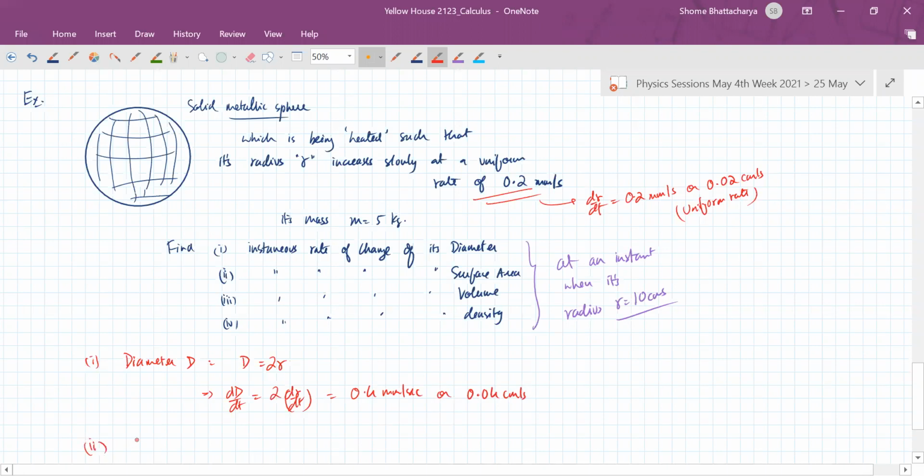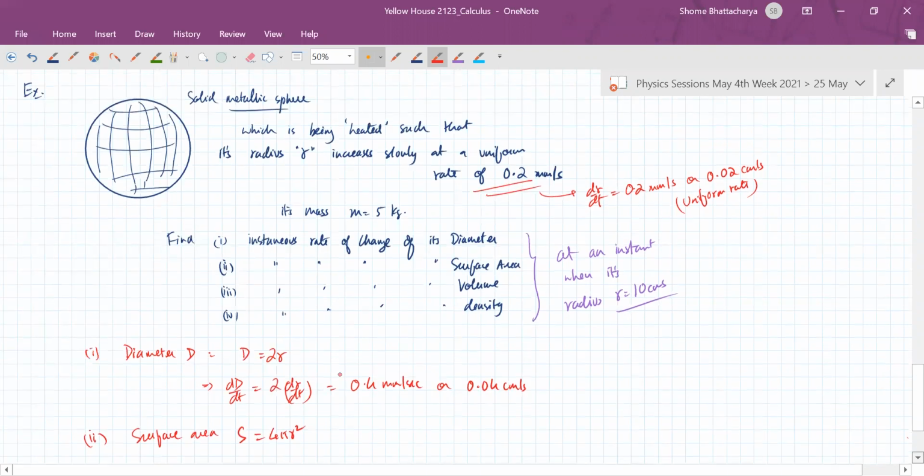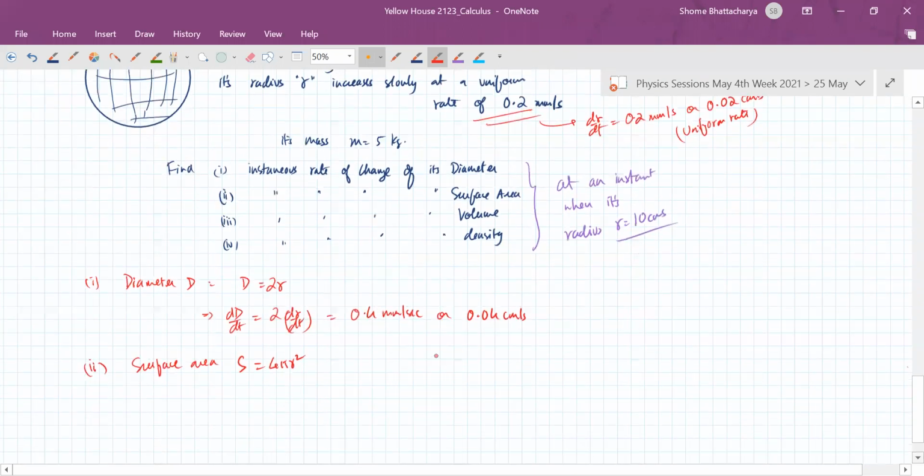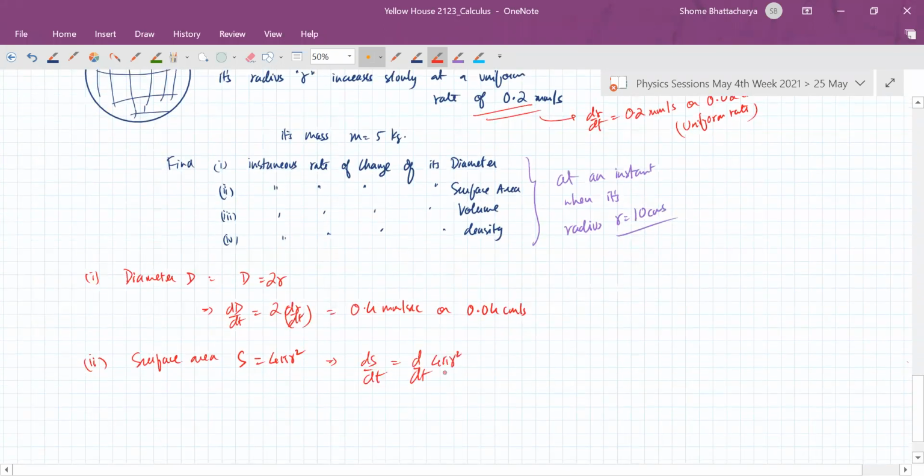But now when it comes to surface area, let's denote it with S. So that is 4 pi r square. Okay. So the rate of change of surface area with respect to time will be the rate of change of 4 pi r square. Now this is where we use the chain rule.